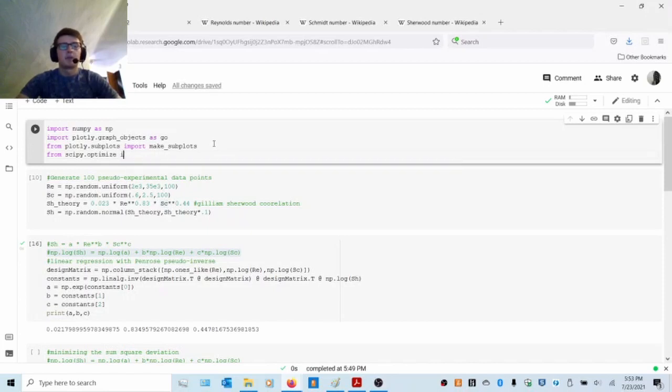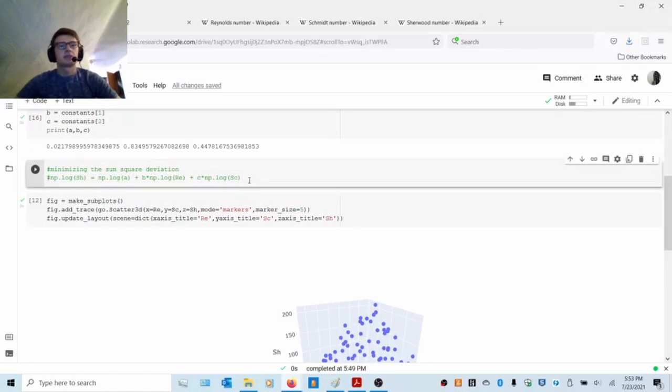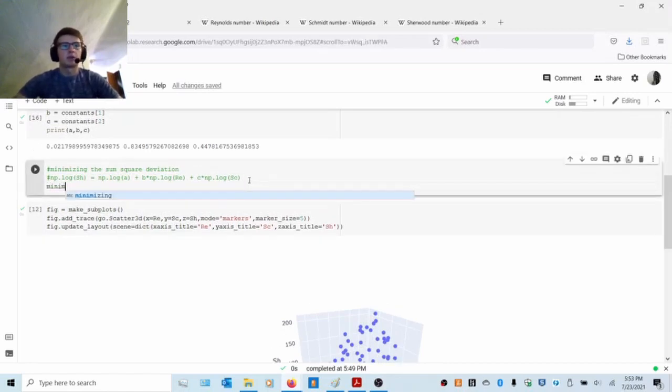SciPy.optimize. And from that, we are going to import a function called minimize. So minimize, that's fun, that's awesome. I'm so glad we're able to do this. So how does minimize work?